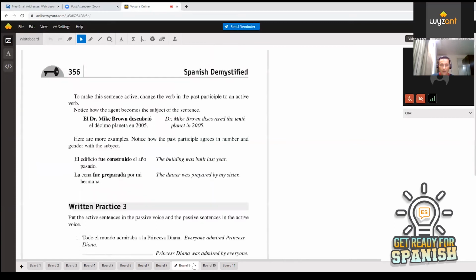How about another example, for example. The building was built last year. Who built the building? That doesn't matter in this sentence. That's not what we're talking about, okay? The important thing is that the building was built last year. El edificio fue construido. Construir means to build. Ado ido form, construido, with fue. Okay? Make sense? All right.